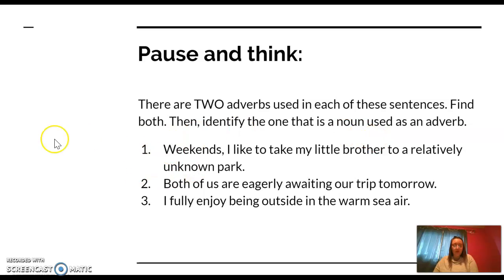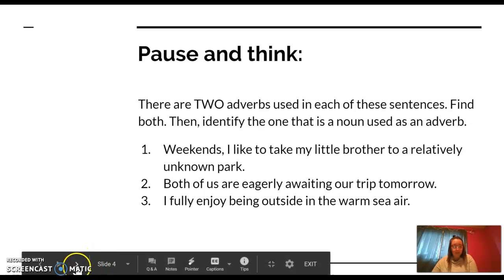So I'll read these sentences to you and I'll have you pause and try to pick out the 2 adverbs and distinguish which one is the noun as an adverb. So for 1, weekends, I like to take my little brother to a relatively unknown park. 2, both of us are eagerly awaiting our trip tomorrow. 3, I fully enjoy being outside in the warm sea air.